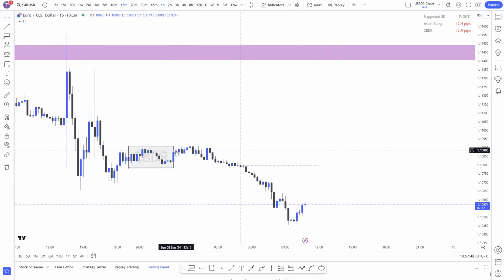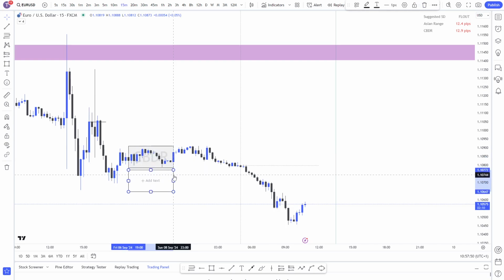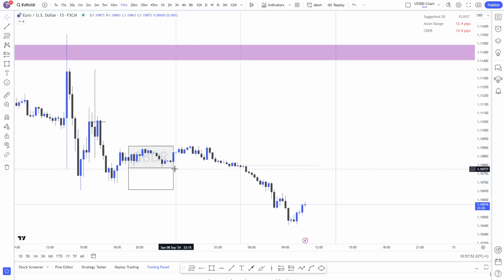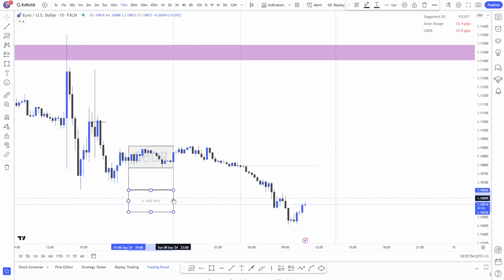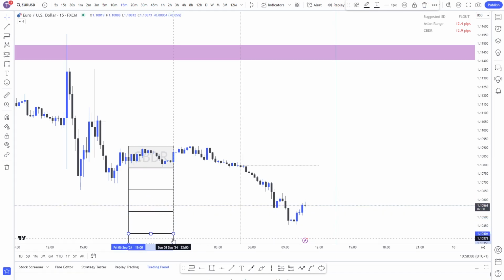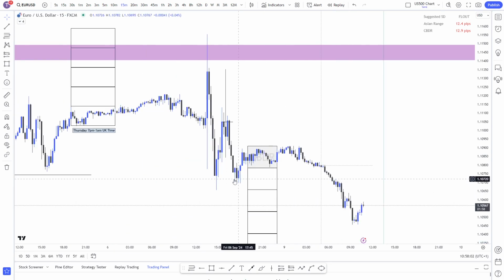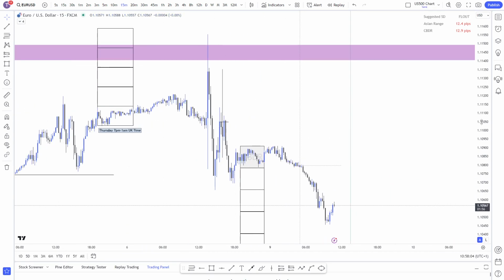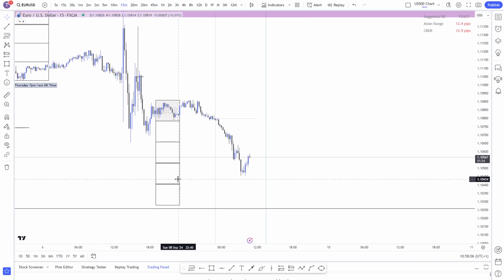But what we can do is utilize, I've just drawn a box around this central bank dealers range. We can utilize the standard deviations. We can see what is likely to happen. So we don't want price to go any lower than 4 standard deviations.